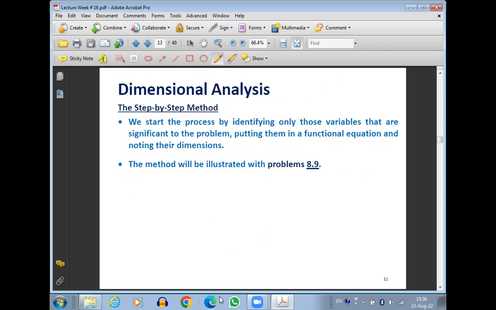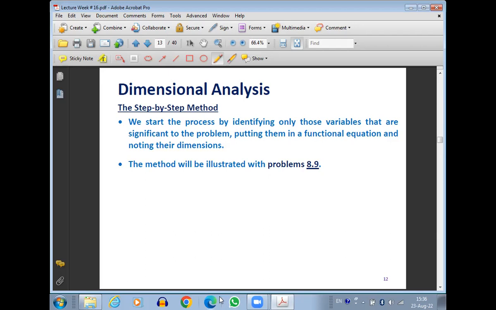There are two methodologies mentioned which could be used to find the dimensionless parameters. One methodology is the step-by-step method. The other methodology is the exponent method. Now, suppose you have a problem in the exam and it says to use the step-by-step method, then you have to use the step-by-step method.